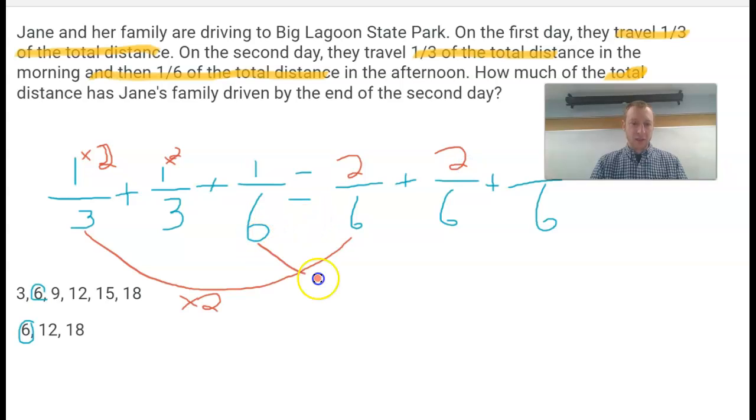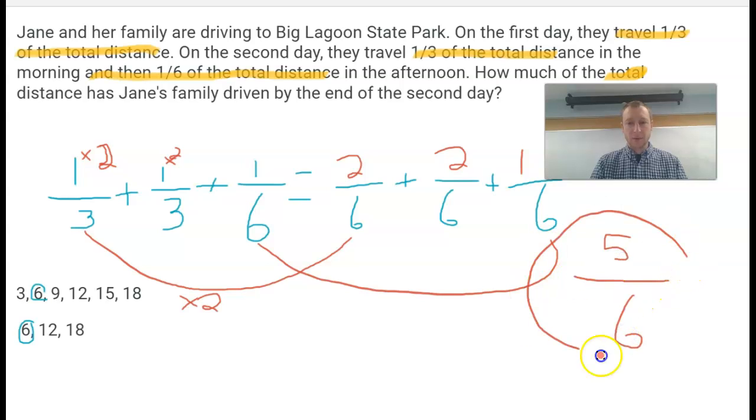And then how'd you get from 6 to 6? Well, there's no change, right? So no change to the top. Okay, so now we can add 2 plus 2 plus 1 equals 5. And the denominator, remember, stays the same, 5/6. All right, let's move on to another one.